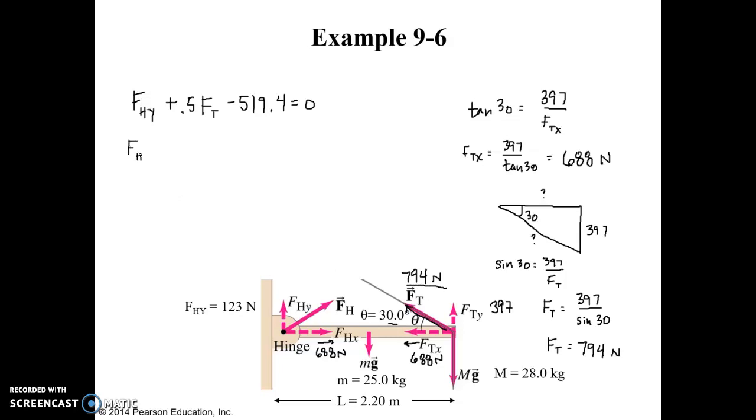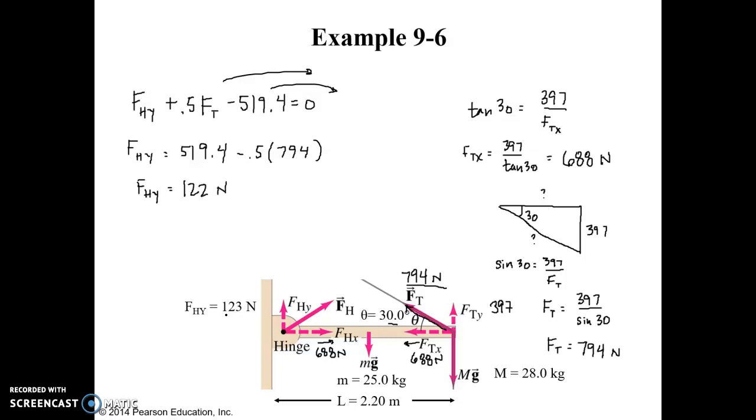So for FHY, I'm just going to start taking these other things to the other side of the equation here. So FHY is equal to, now this negative is going to become a positive, 519.4, and this is going to be a negative 0.5 times 794. So the vertical force on the hinge is equal to, I'm coming up with 122 newtons.